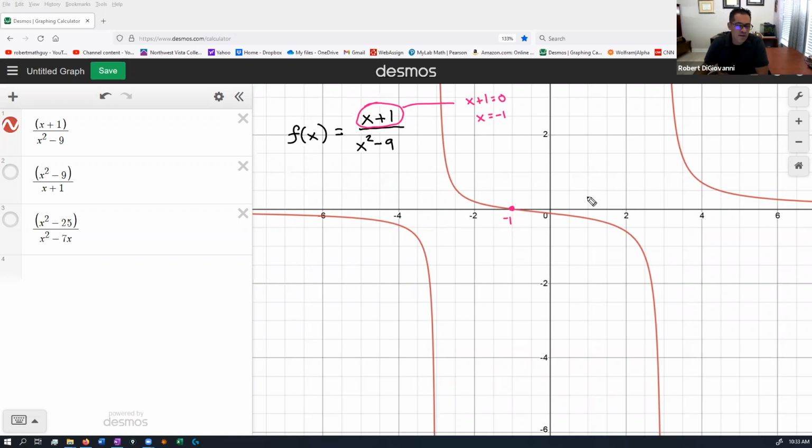Do you think that's a coincidence that what makes the numerator 0 is also where we have an x-intercept? Think that's a coincidence? I don't know, maybe it is. Let's look at the next problem. Let's look at this other graph.